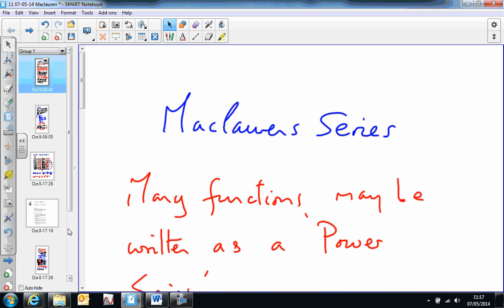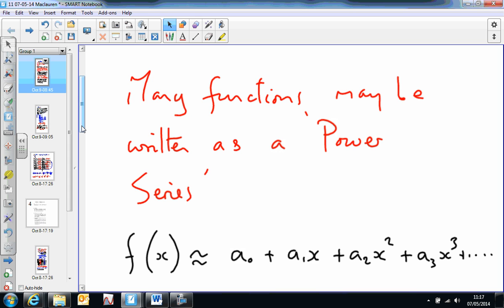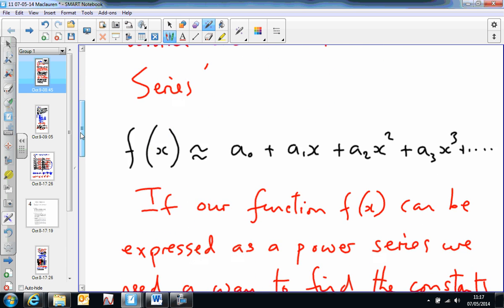Okay, Maclaurin series. It's writing the function as a power series. So rather than writing a function as, say, sine x or cos x and then calculating what it is, we write any function like sine x or cos x as a power series. That means it's some constant. So a is constant. A0 represents the first constant and so on.